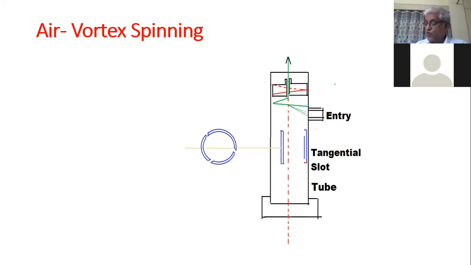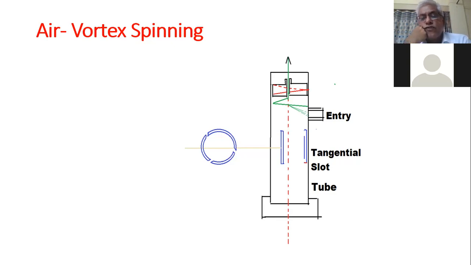And this is a tube. Tube is airtight, and only the air is entering at particular slots. So vacuum is created inside the tube, and it is sealed. In between it is shown tangential slots are there.